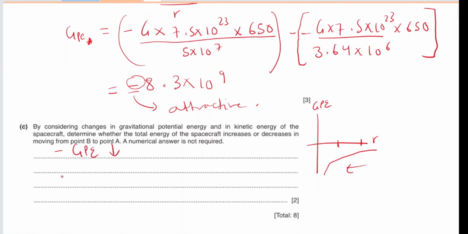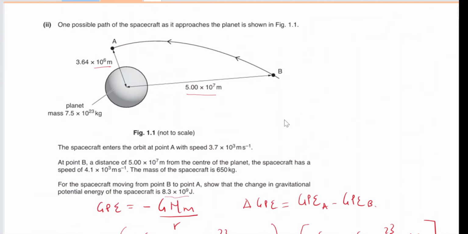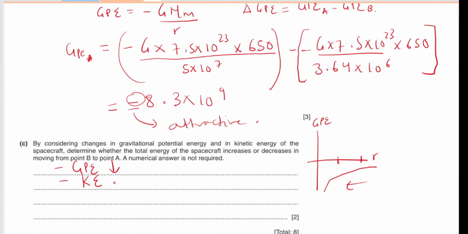And how about the kinetic energy? To know about the kinetic energy, you can just look at the data over here. Kinetic energy we know is half mv square, right? That's kinetic energy. You can see that at point A, the speed was 3.7 times 10 power 3. But at point B, the speed was 4.1 times 10 power 3. So if you go from point B to point A, you are decreasing the kinetic energy. So even the kinetic energy was getting less. And because total energy equals KE plus GPE, and both of these are decreasing, so obviously the total energy will also decrease.